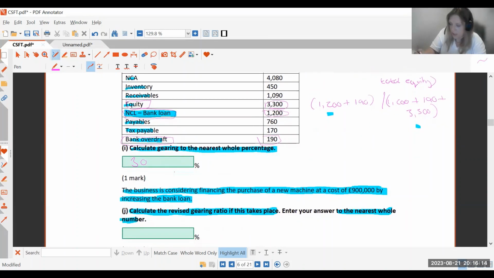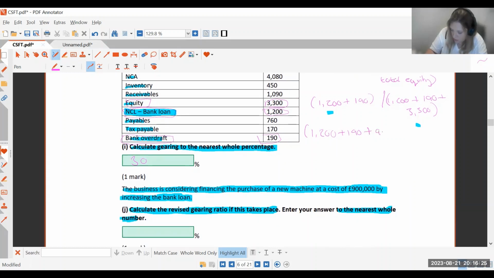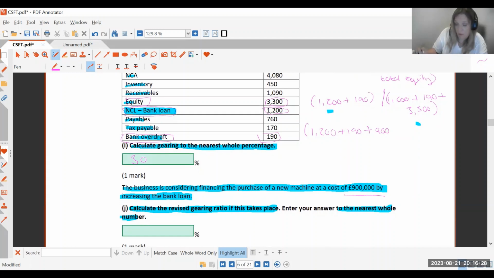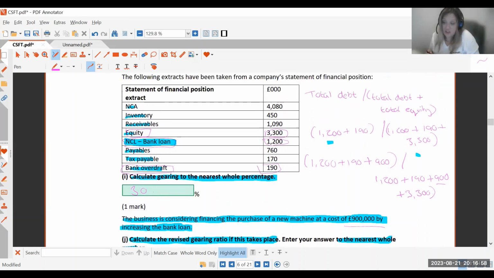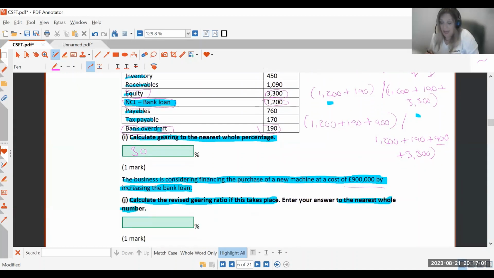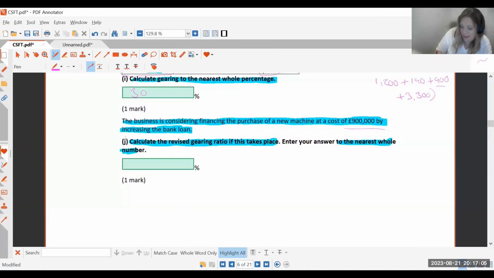So this now becomes 1,200 plus 190 plus 900. So we're just adding that extra debt on because they've increased their bank loan by 900. So 1,200 plus 190 plus the new 900 divided by 1,200 plus 190 plus 900, which is our new figure, plus that 3,300 equity. So all we've done is added that £900,000 into the total debt on both sides of our formula. And when we add that in, pump it all into your calculator, you should get 41%.